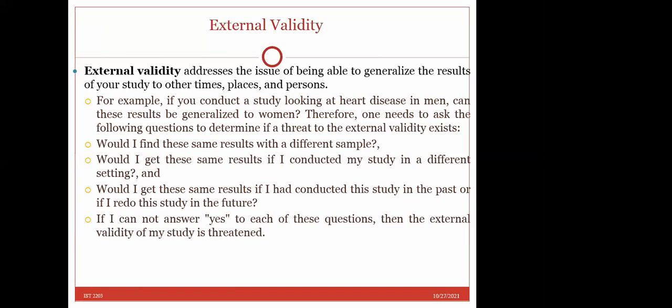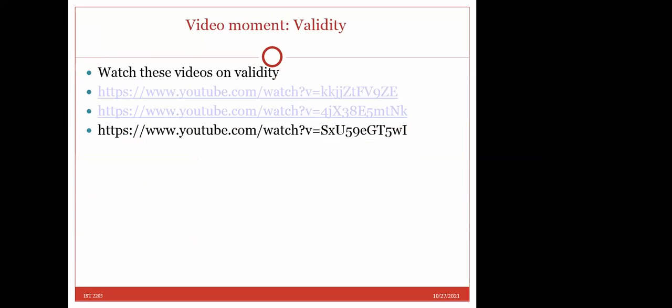Therefore, one needs to ask the following questions to determine if a threat to external validity exists. For example, would I find the same results with a different sample? Would I get the same results if I conducted my study in a different setting? Would I get the same results if I conducted this study in the past? Will I get the same results if I conduct this study in the future? If you cannot answer yes to any of these questions, then the external validity of the study is threatened, in that it's not externally valid.